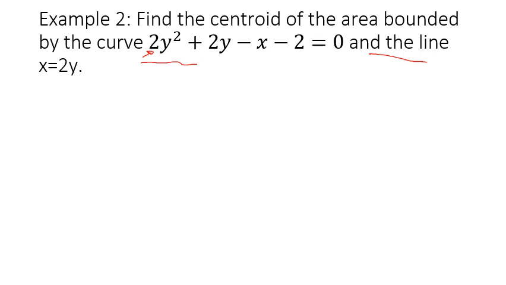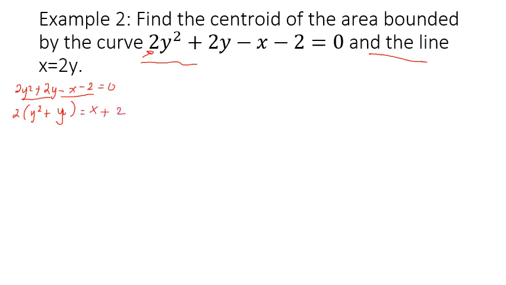So let's start with our curve. So you have 2y squared plus 2y minus x minus 2 is equal to 0. So we need to get the vertex from here. If I factor out 2 from these two terms, I have 2 times the quantity y squared plus y. Then I will transpose these two terms to the other side, so I get x plus 2.